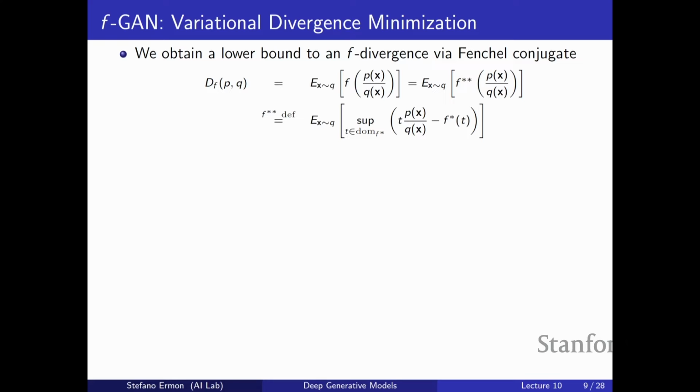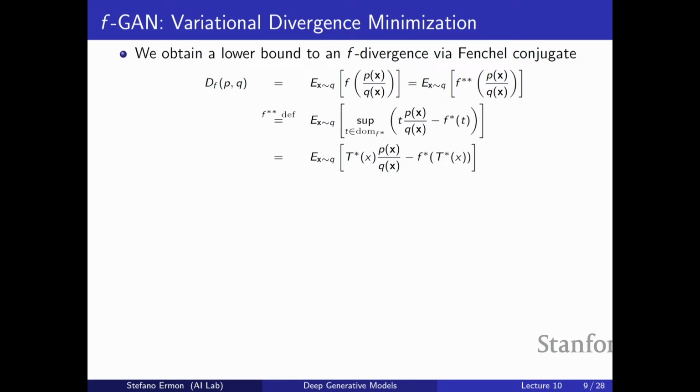And now this is starting to look like something a little bit more manageable, because we see that the density ratio that before was inside the argument of this f function that we didn't know how to handle now becomes a linear dependence on the density ratio. Except for this unknown supremum, the dependence on Px over Qx is outside the argument of f, which will allow us to simplify things.